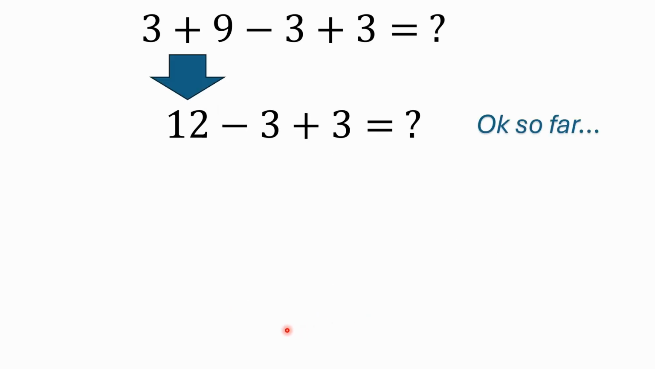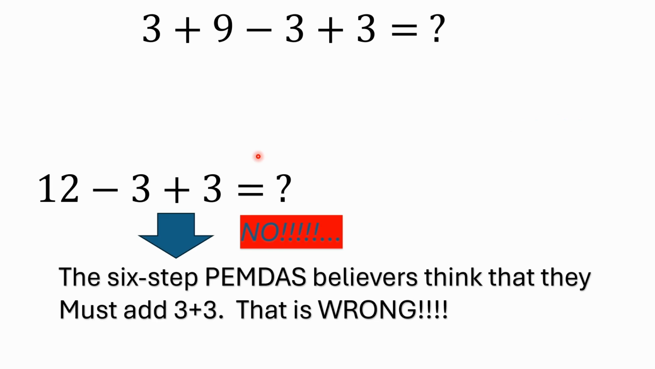But 3 plus 9 is 12, right? So you're okay so far. Adding up the 3 and the 9, 12 minus 3 plus 3. The very next step is where this goes off the rails.